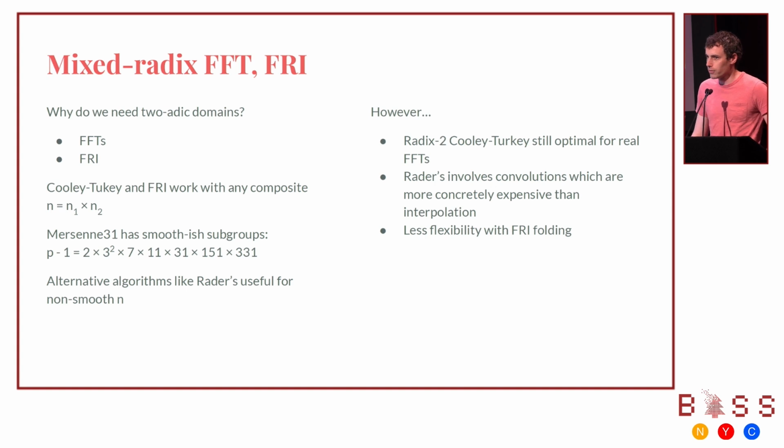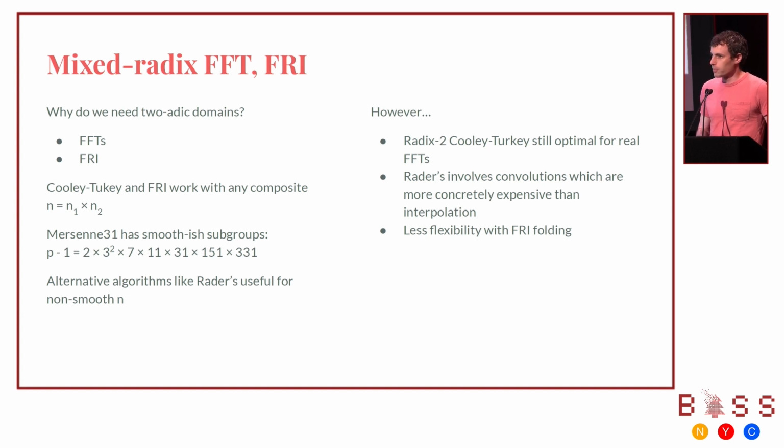And the Mersenne 31 prime has a somewhat smooth multiplicative subgroup. So it only has a single power of 2, but it has a few powers of 3, and 7, 11, and so forth. So we could do something like a mixed radix FFT using these different factors rather than just factors of 2. And we could similarly do mixed radix FRI.